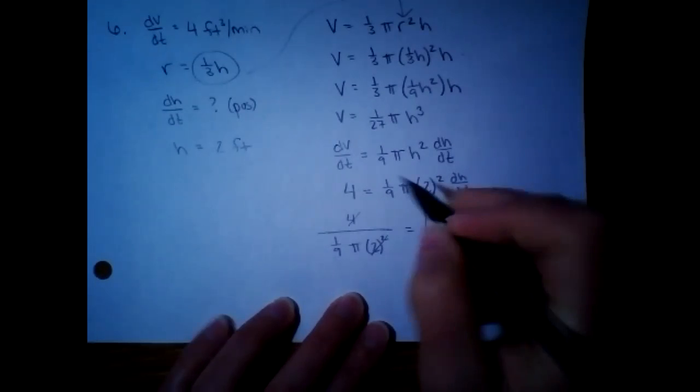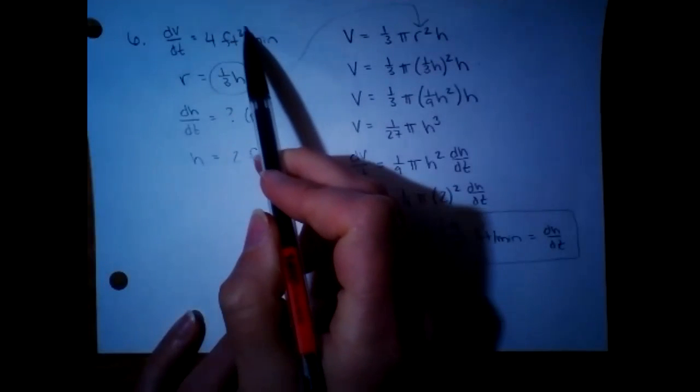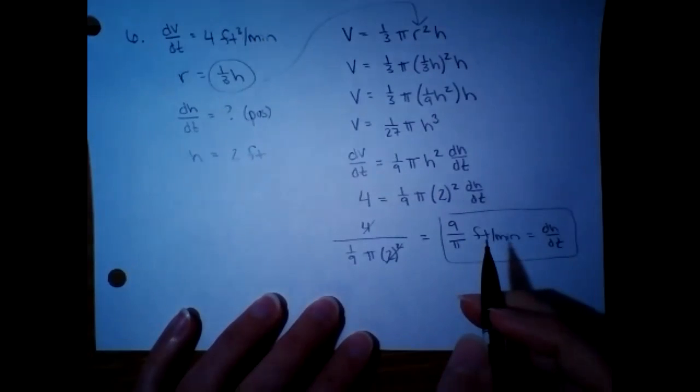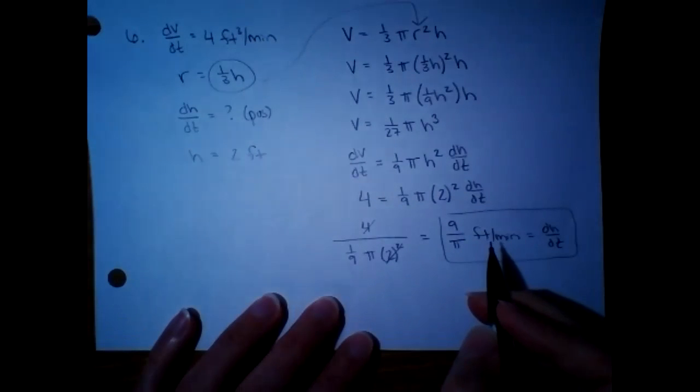So the reason this was given as feet cubed is because that was for a volume. We just found a rate for the height, so it would just be feet per minute.